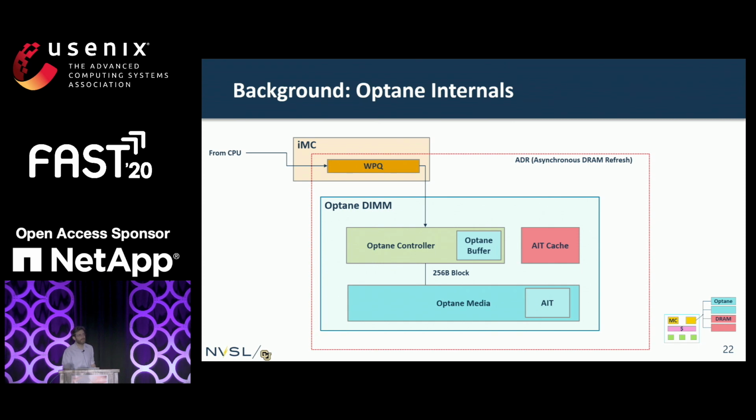The final thing I should mention about this figure, so everything within the red dotted lines is within the ADR, or asynchronous DRAM refresh domain. This is a fancy way of saying that everything within the red dotted lines is guaranteed by the hardware to survive a power outage. That is, if we have a power failure, we're going to have enough standby power to flush the write pending queue into the Optane controller. We'll have enough to flush the Optane buffer back into Optane media. So once a write hits the write pending queue, the hardware is guaranteeing that it's going to survive a power outage.